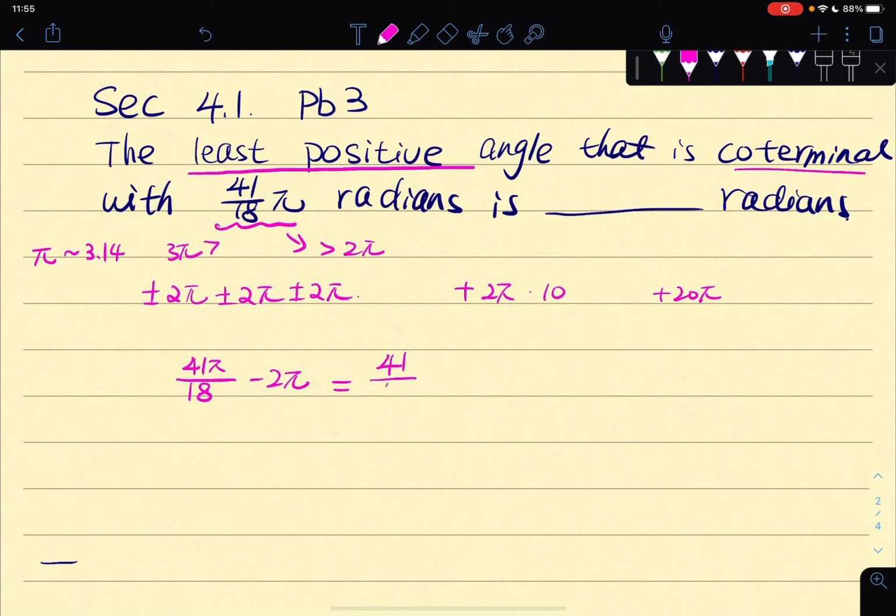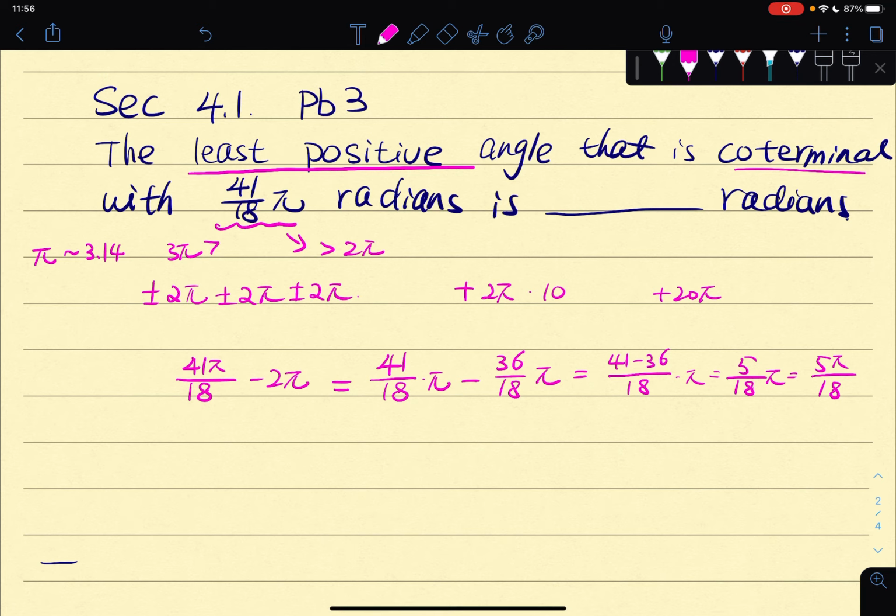So this is supposed to be giving me the final answer. Well, for those of you who are not comfortable with the calculation, 41 pi/18 is essentially 41/18 times pi, so you can rephrase the problem. And 2 is 36/18, so you can have your problem as 41 minus 36 over 18 times pi, which is 5/18 times pi, or if you want, you can write it as 5 pi/18. They are all going to be treated as correct answers.